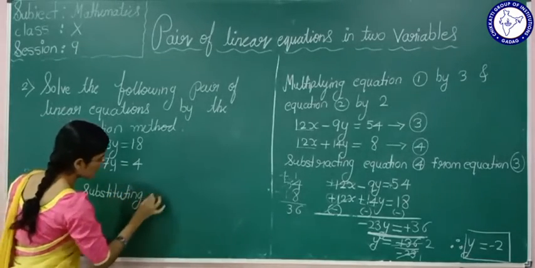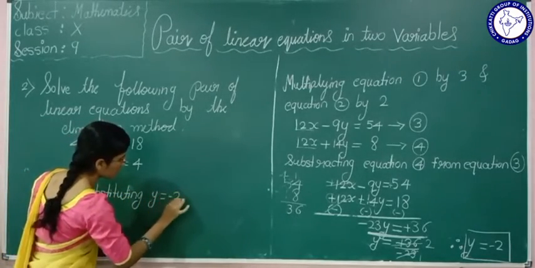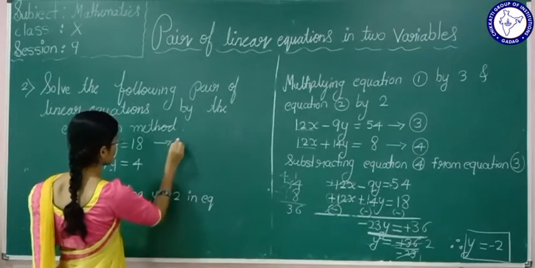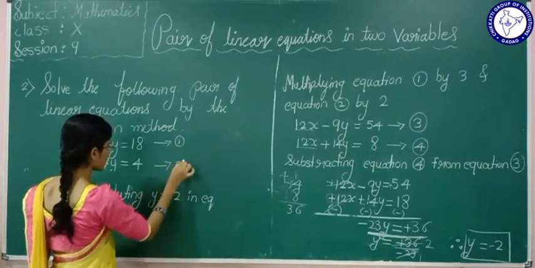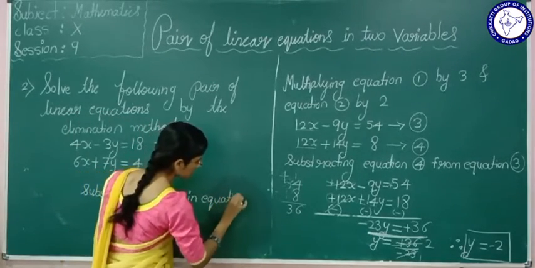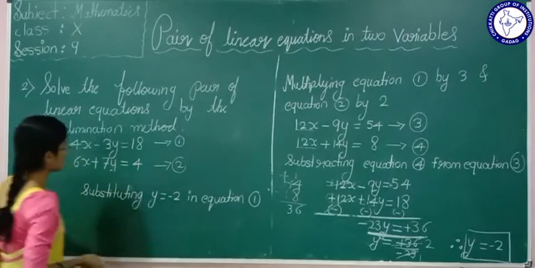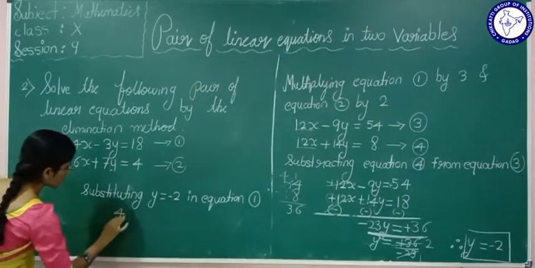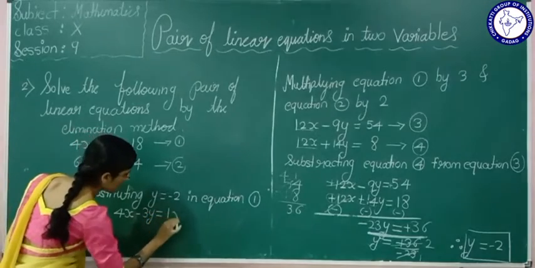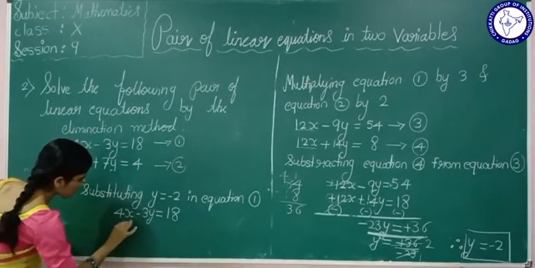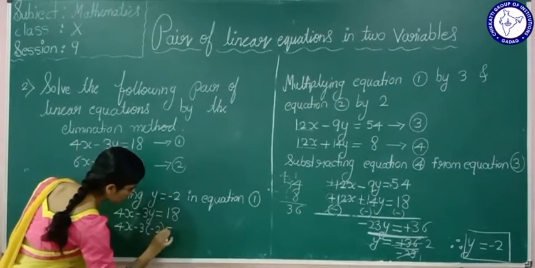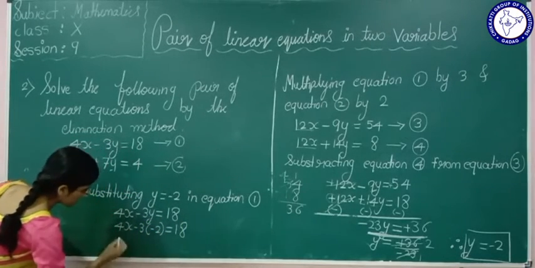Substituting y is equal to minus 2 in equation 1. What is that equation 1? 4x minus 3y is equal to 18. 4x minus 3, y is what? Minus 2 is equal to 18.